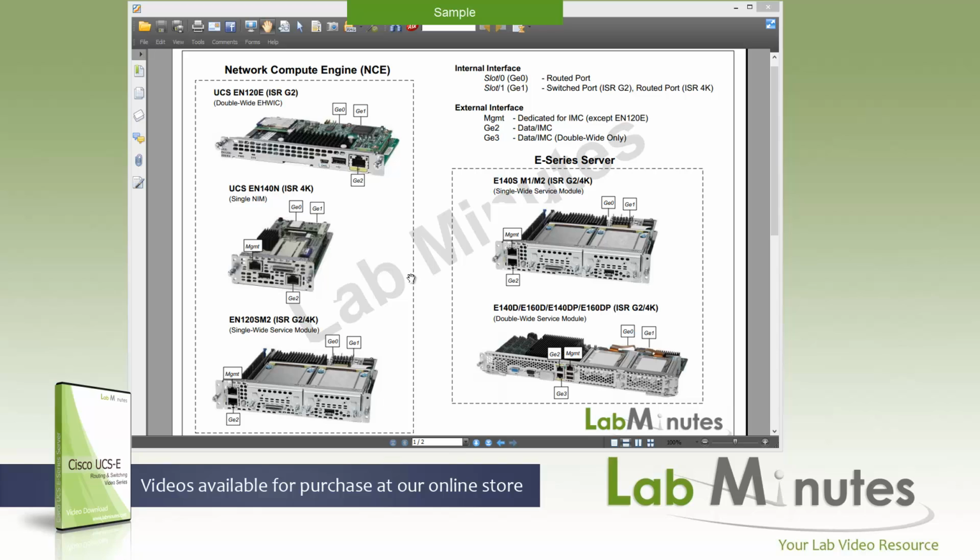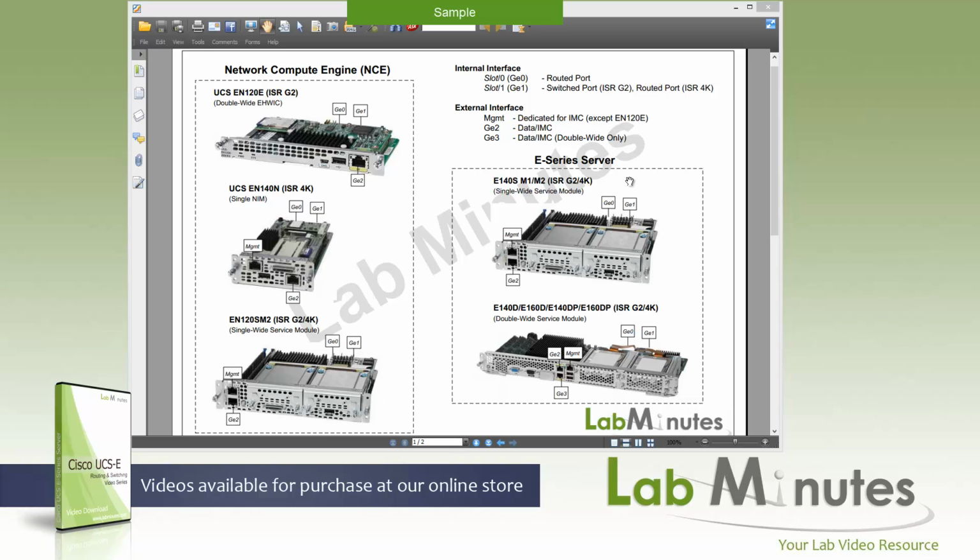In terms of available UCS-E products, Cisco divides UCS-E into two categories, as you can see in this diagram, with the first category on the left as Network Compute Engine, or NCE, and the category on the right, which is E-Series Server, with the E-Series Server having the higher computational power and capacity.